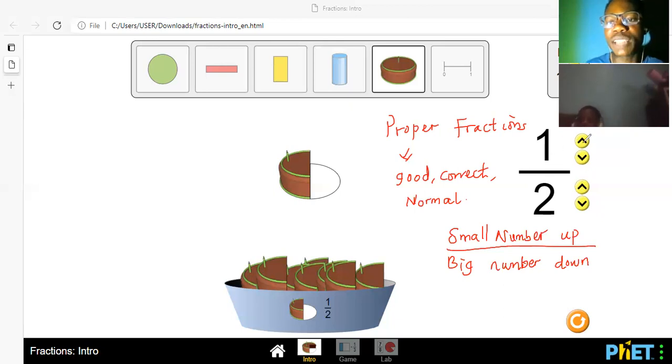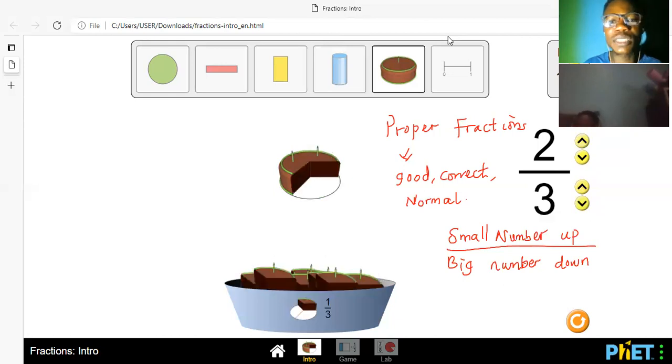Okay, so can you give me other examples? So let me do this. Can you see this? This is 2 out of 3. This is 2 over 3. So can you see that this is proper also? Yes. Because there is a small number up and there is a big number down.